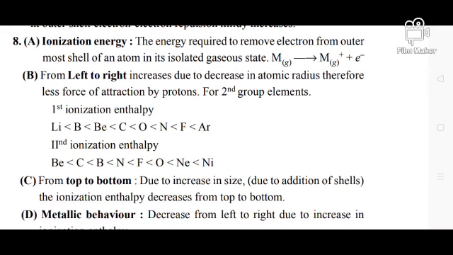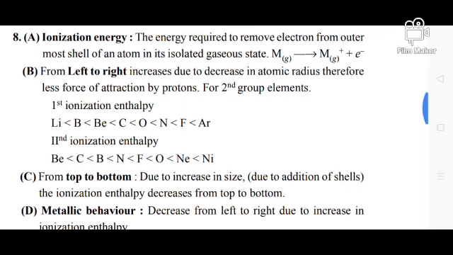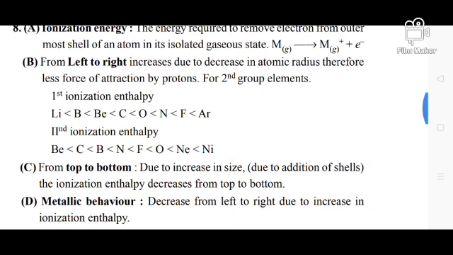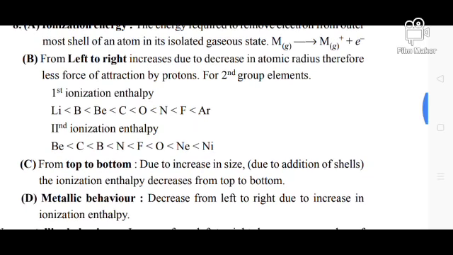So when I go from left to right, the ionization energy increases due to the decrease of atomic radius. When the atomic radius decreases, the force of attraction of the nucleus on the electron increases. So we have to give a greater amount of energy to remove that electron from that orbit. So when we go from left to right, atomic size decreases and nuclear charge increases. As a result, the ionization energy also increases.